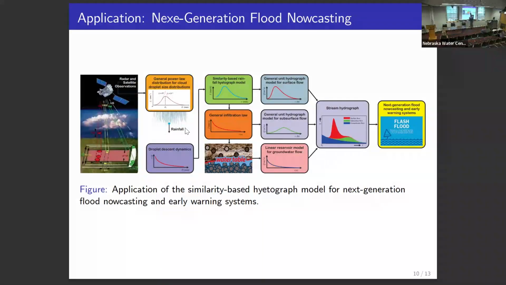For the surface water, we use my general unit hydrograph model. For infiltration, once we have water going into the soil, we can also use my general unit hydrograph model. In part we call it interflow, subsurface flow. Then there is groundwater. The three waters added together, we get the stream.